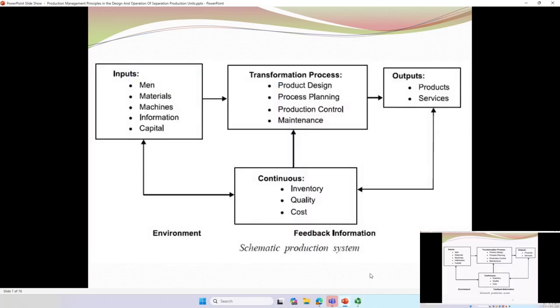Now, this is a schematic of a production system. I think this one came out last year. So we have inputs, we have outputs. The inputs could be men, material, machine, information, or capital, that's money, right? Then the output is products or services. Then in between the inputs and the output, we have the transformation system, which has to do with product design, process planning, production control, and maintenance. This falls under the transformation process. And for this one, we always have inventory, quality, and cost.